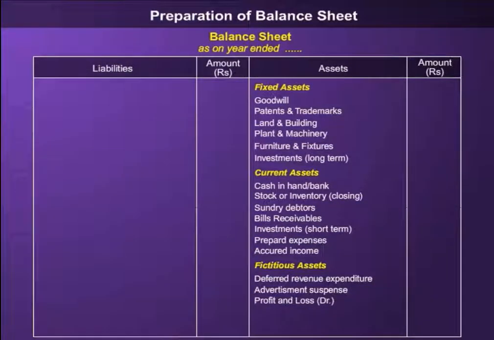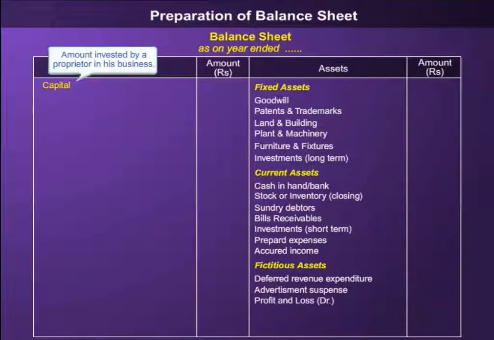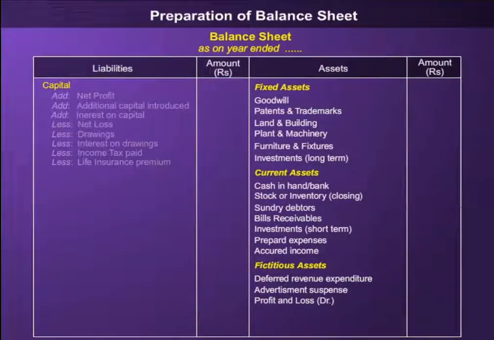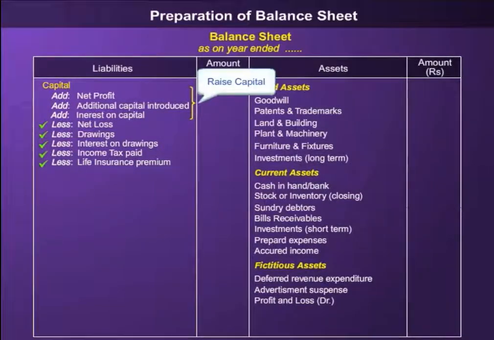Now, let's move on to the liabilities side. Here, the very first item is capital. This is the amount that has been invested by the proprietor in the business. As you can see here, some of the items are shown as additions, while others as deductions. These raise the amount of capital, while these ones reduce the capital amount of the proprietor.